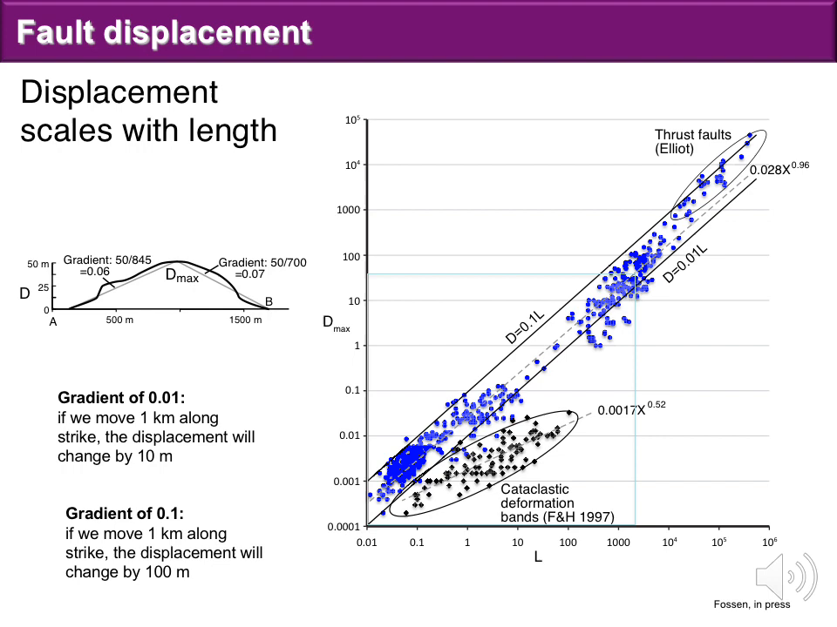the other parameter. And it also tells you something about the gradient, how fast the displacement changes along a fault, which is, with some variation, quite a bit of variation, but it gives you an idea. The displacement can change if you move 1 kilometer along the fault by 10 meters, by 100 meters, or something in that range for most faults.